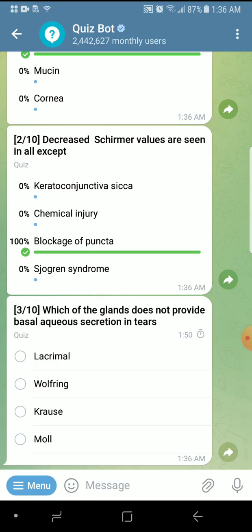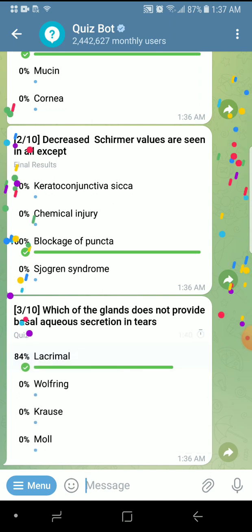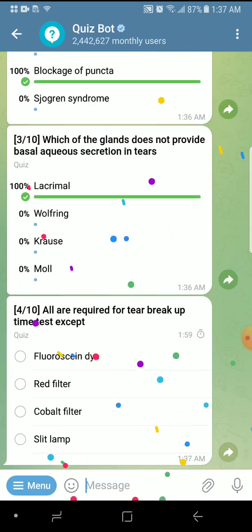Now, which of the glands does not provide the basal secretion? Basal aqueous secretion is from the 3 accessory lacrimal glands, that is Wolfring and Krause. The main lacrimal gland gives a reflex secretion. If something goes inside your eye, you have more watering, that is due to the lacrimal gland. And in the class I told you about the HOD and 3 residents.